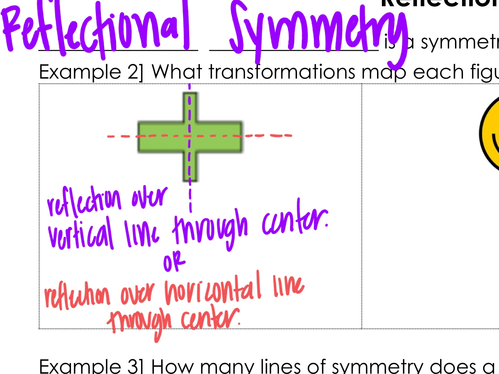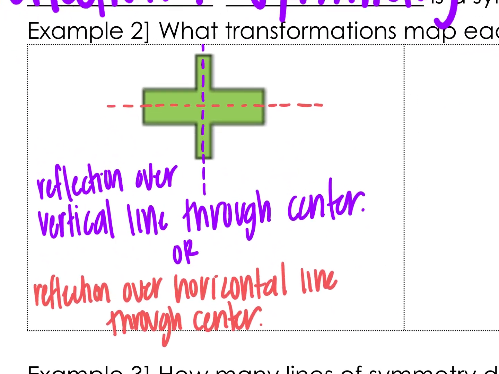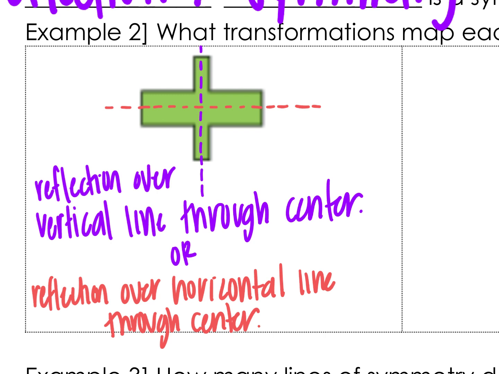Now this one is another one that has rotational symmetry, like you could rotate it around the center point, but since we're focusing on reflectional symmetry now, we're not going to dig into that until the back side. But this one has 2 lines of reflection.